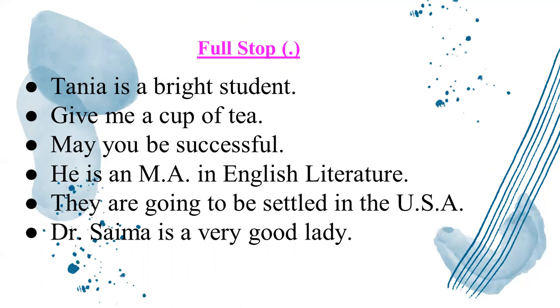Okay. Now, number 4, fourth sentence. He is an M.A. in English literature. Next, they are going to be settled in the U.S.A. Dr. Simon is a very good lady. Okay. M.A., U.S.A., Dr. All these are abbreviations. After the abbreviations, we use a full stop. Okay. Is it clear to you?